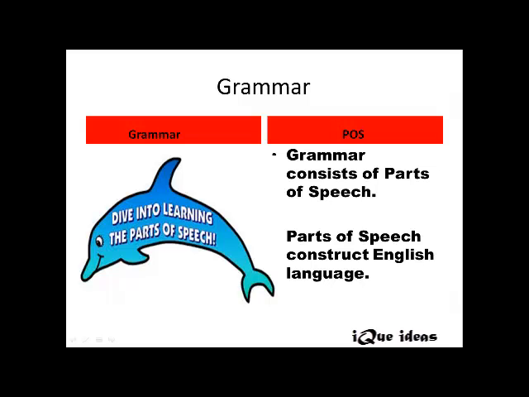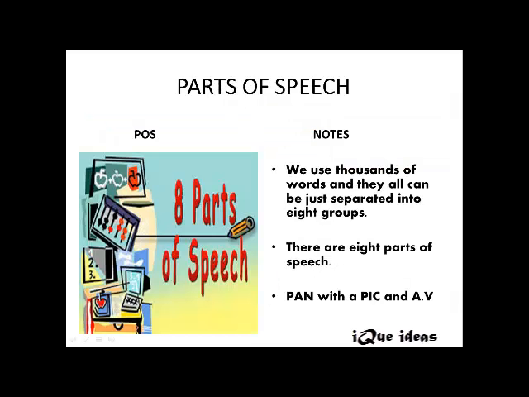In English, grammar consists of parts of speech. You may wonder, why do we need these parts of speech? Parts of speech help us to construct the English language. We use thousands of words, and they all can be separated into 8 groups in the English language. There are 8 parts of speech. According to some grammarians, there are 9 parts of speech because they feel articles also have to be included in parts of speech. But let's go by the agreed figure, 8.